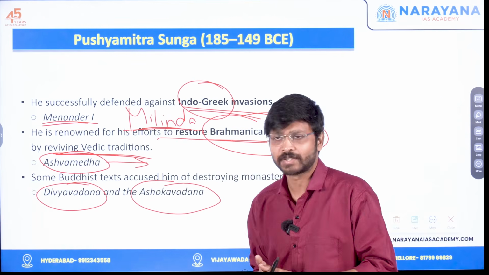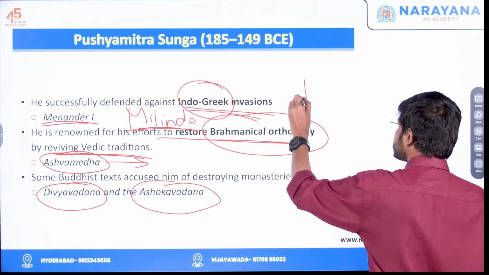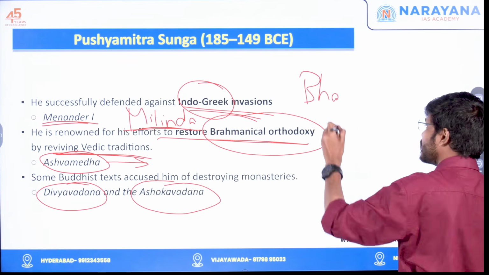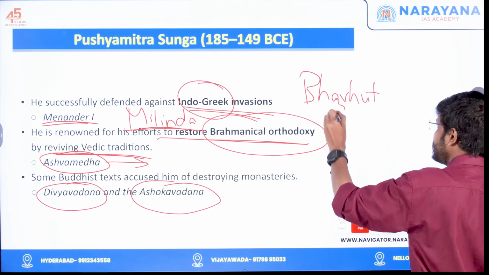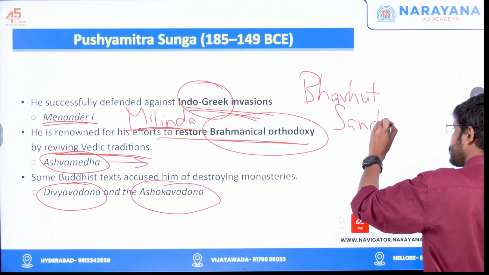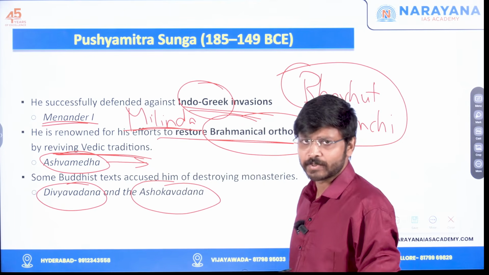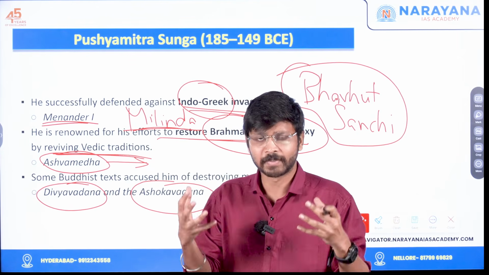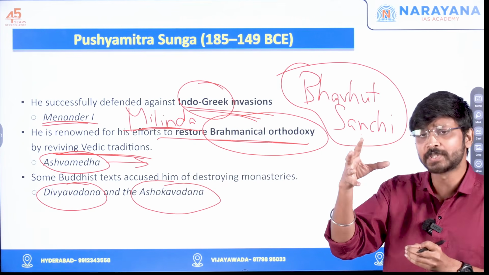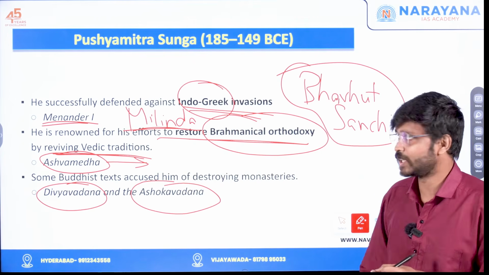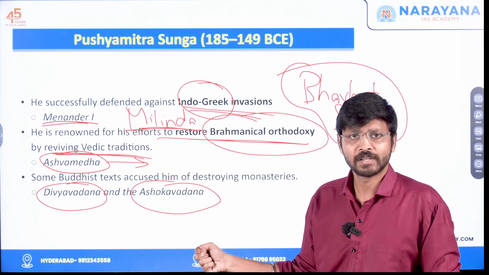But there is another version also. He was a more religiously tolerant person. Why? Because it is said that Ashoka constructed two important stupas, one is the Sanchi Stupa and another one is the Bharhut Stupa. This Pushyamitra Sunga renovated both the stupas, the Bharhut Stupa as well as the Sanchi Stupa. He constructed many railings for them, and many important contributions like sculptures were the contribution of Pushyamitra Sunga. So that theory is also there, but still some Buddhist texts accuse him of destroying the monasteries.